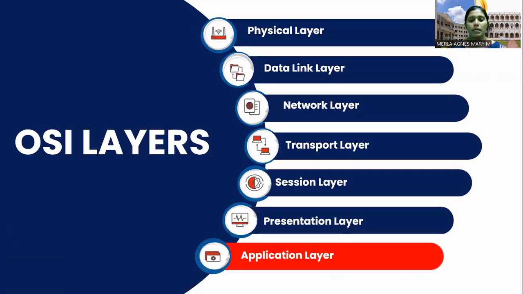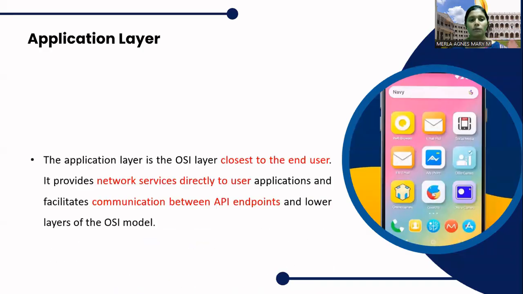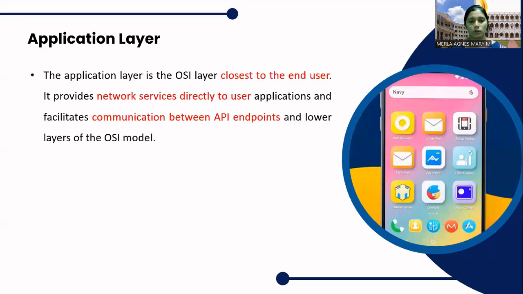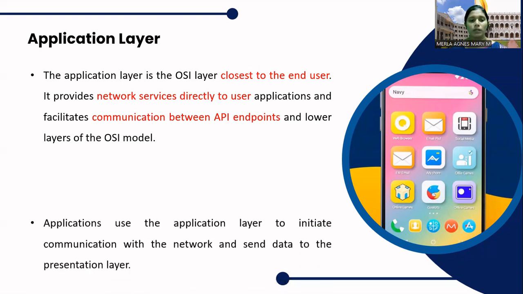Then the application layer, the last layer of the OSI. It is closer to the end user and it provides network services directly to the user, and it facilitates the communication between the application program interfaces that are closer to the end user.